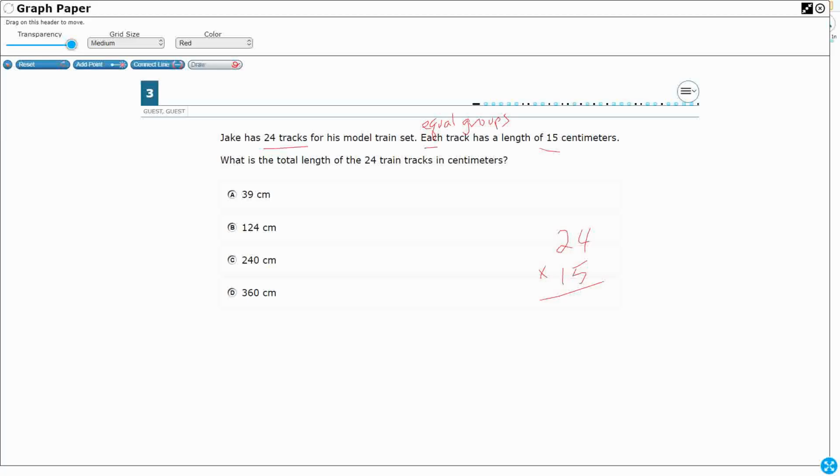So that's going to be 5 times 4 is 20. 5 times 2 is 10. Add the 2 is 12. And then I'm just going to write 24 on that second row. And there we go. 360. Our answer here is D.